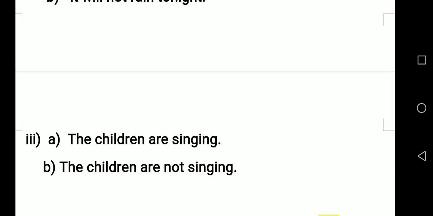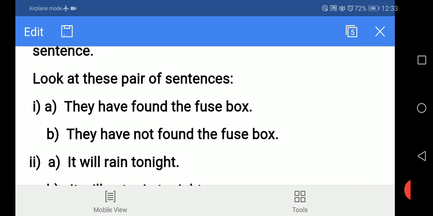Sentence A said, they have found the fuse box, while sentence B said, they have not found the fuse box. B is saying something contrary to sentence A. Sentence A is a positive statement, while sentence B is saying something opposite of sentence A.